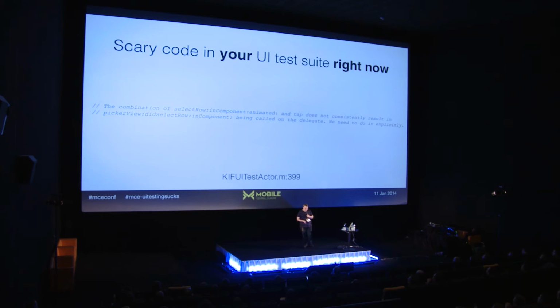Here's another good one. The combination of select row in component animated and tap does not consistently result in pickerView didSelectRow inComponent being called on the delegate. We need to do it explicitly. So what's going on here is sometimes the system decides to call this callback method, and sometimes it doesn't. So Kif just does it. And so as a result, sometimes this method will run once, sometimes it'll run twice.